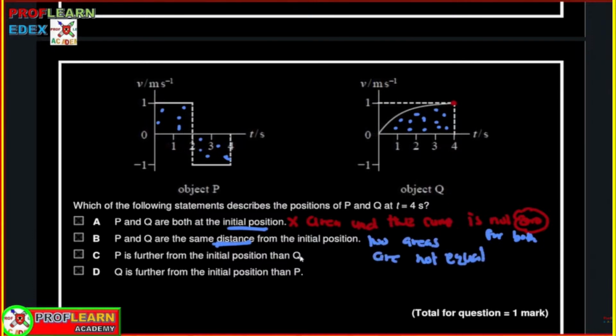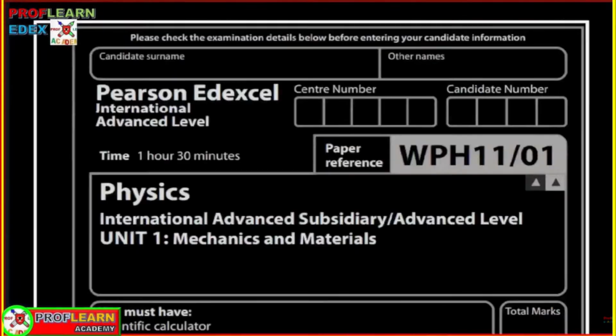Because if we are saying P and Q are at the same distance from the initial position, then the area under the graphs must be equal. If we are saying both of them are at the initial position, then it means that the area under the graph of the two must be 0, which is not true for A. And for B, P is further away from Q. You can see P is at the initial point. Q is the one having some area under the graph. So that statement is not true, because P is at the starting point or the initial point, but Q has some distance.